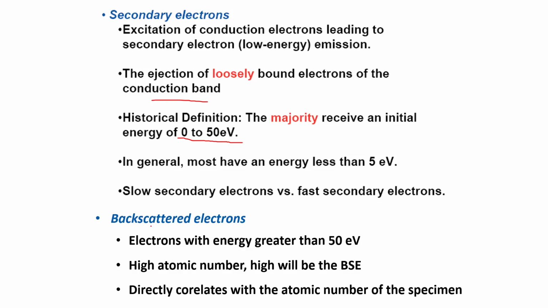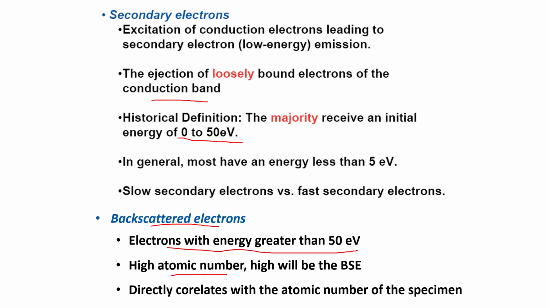Then we have the backscattered electrons. Backscattered electrons will have an energy greater than 50 electron volts. The backscattered electron energy will be dependent upon the atomic number. So the higher the atomic number of your specimen, the higher will be the backscattered electron yield.